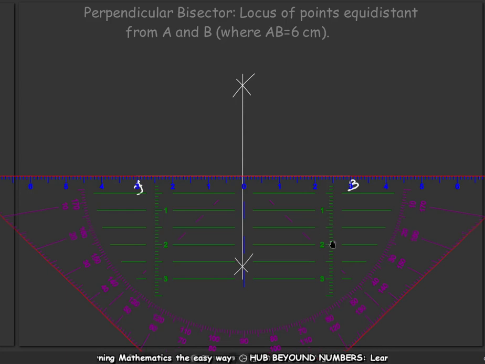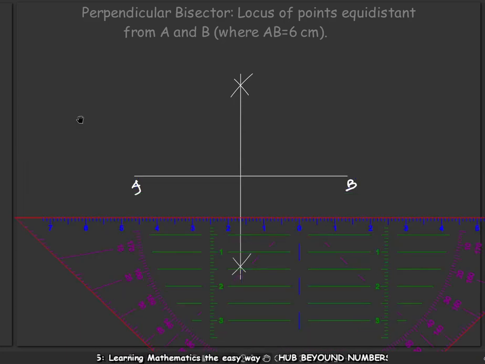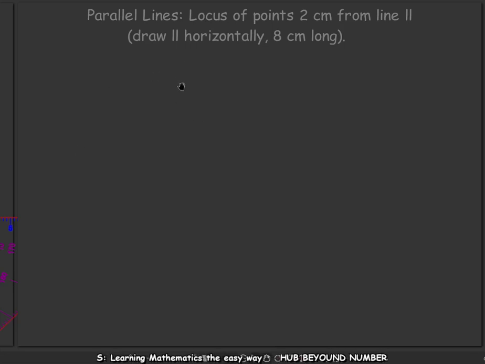Now let's look at the locus equidistant from a straight line, right? So you have a line and you want all the set of points that are equidistant from that straight line. So let's look at how to do that. To get this locus we are talking about, that is two parallel lines. Let's look at this as an example. It says we should draw a locus of 2 centimeters from a line.